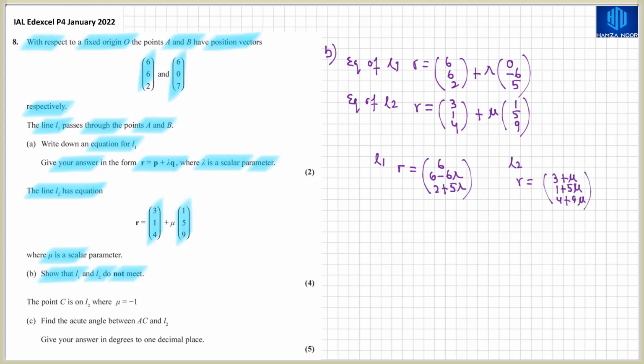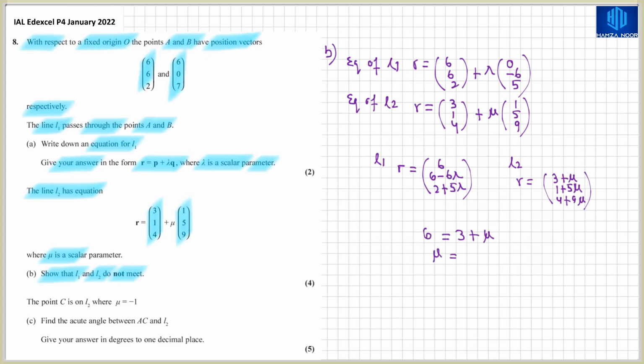If the lines meet each other, they would have a common point. That common point would be the point of intersection, and the position vector of that point would satisfy both lines L1 and L2. But here we need to show that they do not meet. So first of all, we are going to equate the equations with each other. I'm going to equate the I component with the I component. So 6 = 3 + μ. Now first of all, we can find the value of μ.